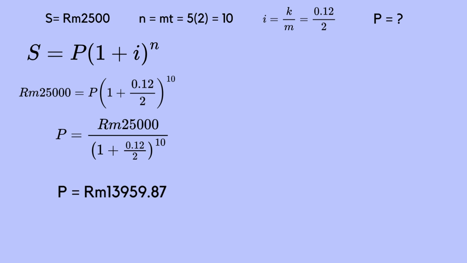So from the formula we can know, we need to find the principal. So 25,000 equal to P, open bracket 1 plus 0.12 over 2, close bracket, power of 10. So we settle the amount of 0.12 over 2, we get 0.06. So the amount in the bracket we must bring to the left side. So it will become 25,000 over 1.06 power of 10. After that, just press the calculator, then you got the answer, 13,959.87.